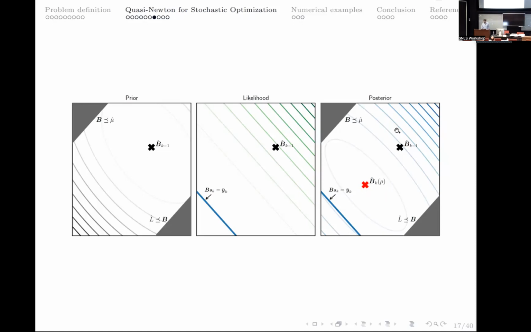Of course, this posterior itself depends on the parameter rho that was weighting the proximality term. The larger rho is, the closer this will be to the previous one. So we can say that we are more conservative, the larger rho is. And if we let rho go to 0, we should get the deterministic BFGS update here. So we have this one parameter that really weights in how much confident we can be with the information that we have.